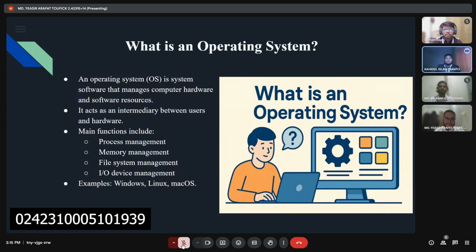First, we have to know what an operating system is. To understand process, we first need to know what an operating system is. An operating system, or OS, is a type of system software that manages all computer hardware and software resources. It works as a bridge between user and hardware. Some of its main functions include process management, memory management, file management, and input-output device management. Common examples of operating systems are Windows, macOS, Linux, etc.